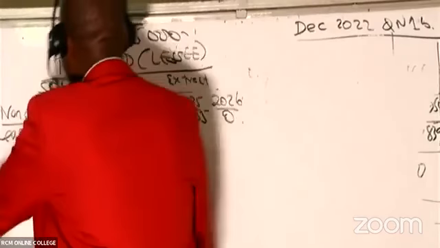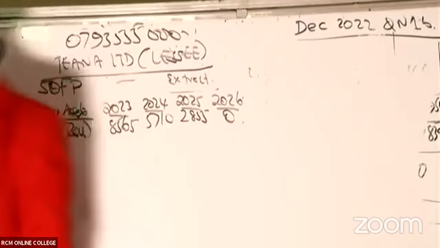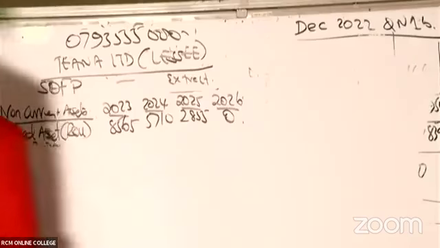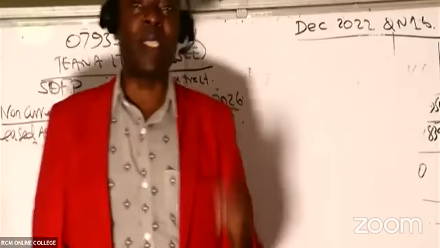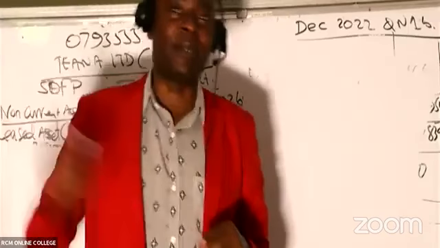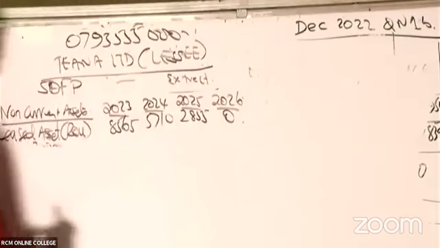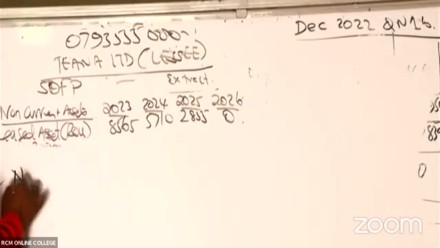So from there, ladies and gentlemen, we can very comfortably give our examiner the liability section, because we said that for the lessee, you must recognize the asset and liability at the same time. So come here and give us the non-current liability.